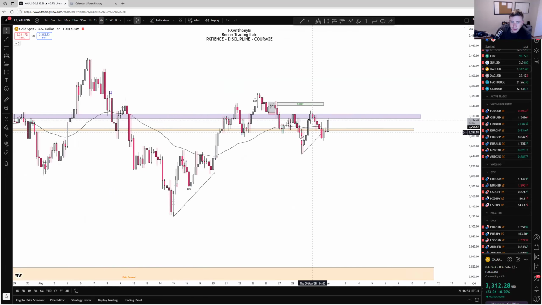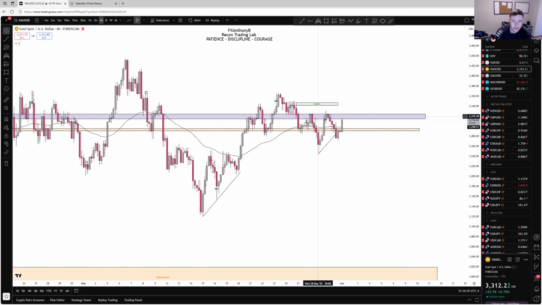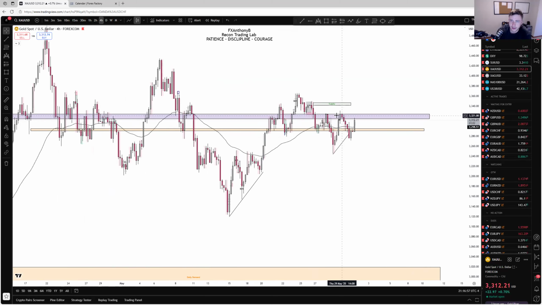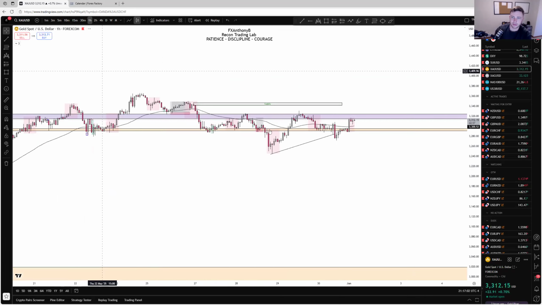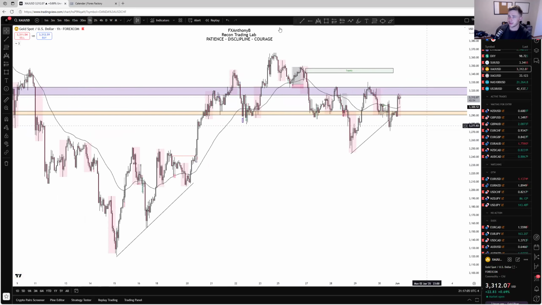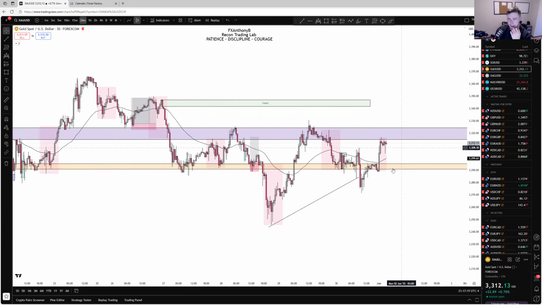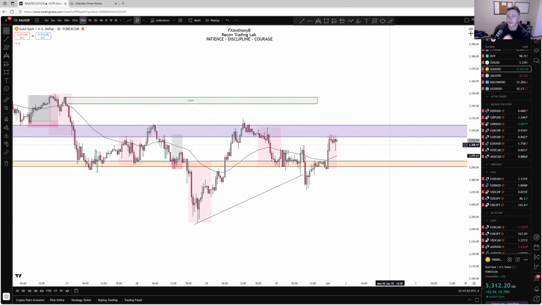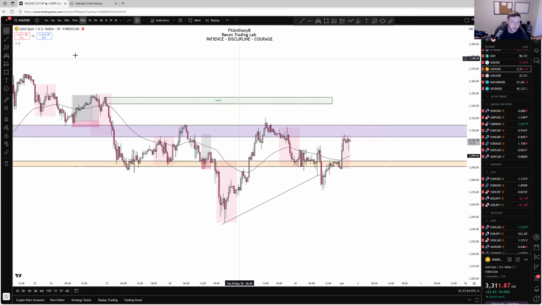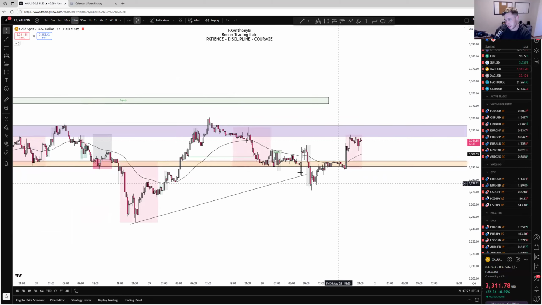4 hour. There's a 4 hour zone here, other than this right here. But we have the supply zone way up here that we have been waiting for price to come tap and it just has not tapped it yet. It's gotten close. It tapped the BOS. There's a BOS there too, but on the 30-minute, it's been stuck between two zones right now, so I'm not quite interested in it.